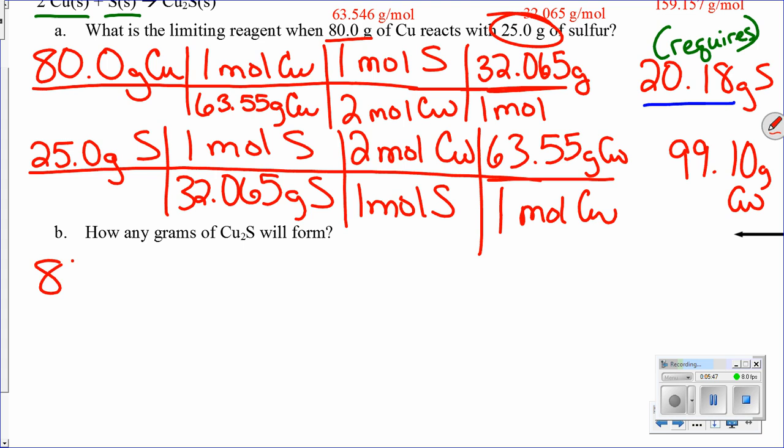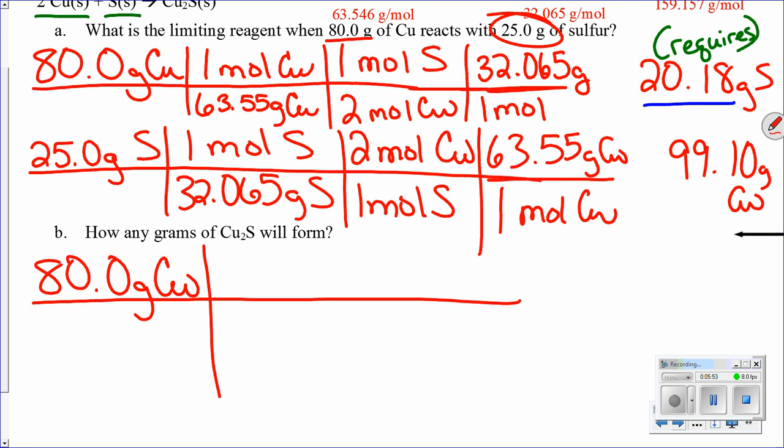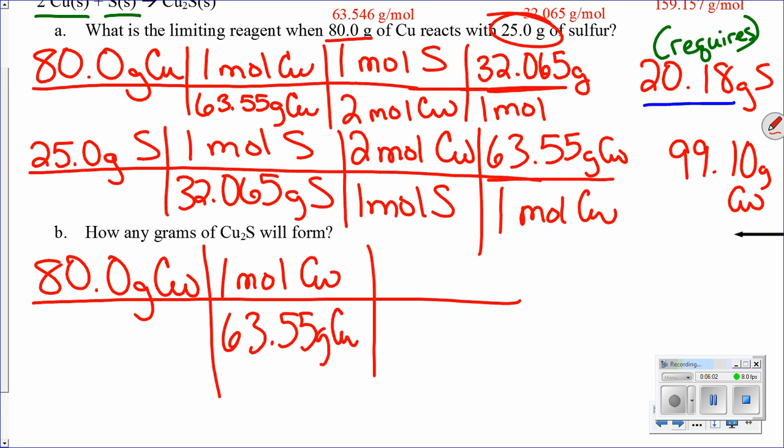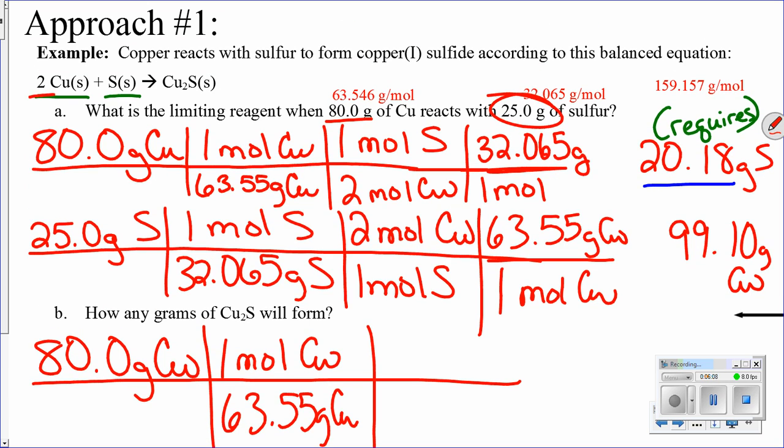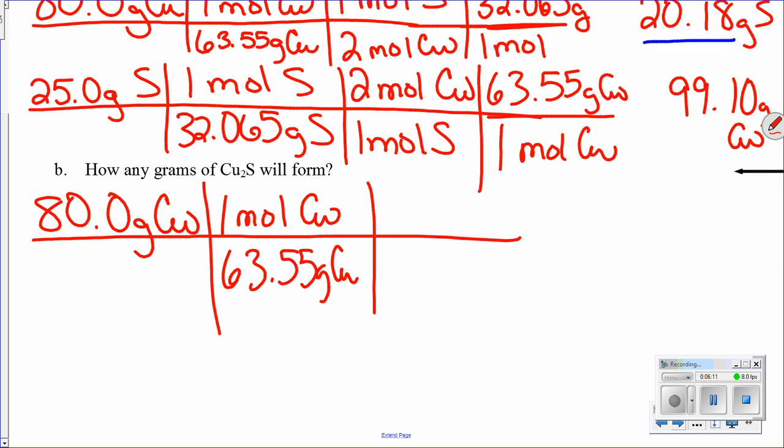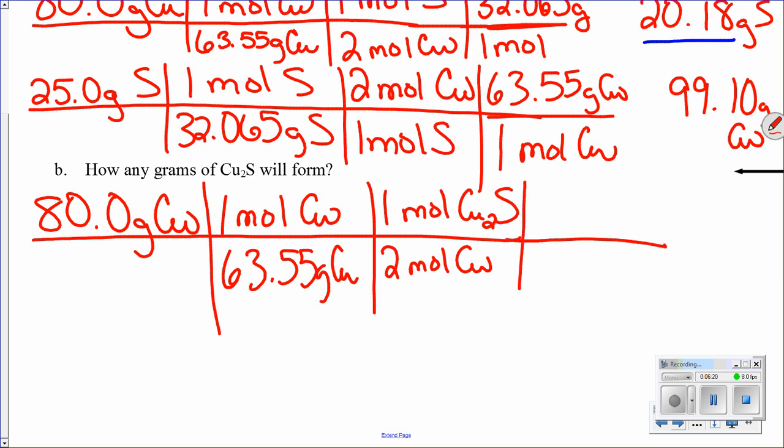So since I start with my limiting reagent and the amount that I have above, the beginning of this is going to look kind of similar because I need to change my grams of copper into moles of copper. But this time what I want to find out is how copper is going to relate to copper sulfide. So I have 2 in front of copper and 1 in front of copper sulfide. So 2 moles of copper produces 1 mole of copper sulfide. My grams of copper cancel, my moles of copper cancel. Now I've got a mole of copper sulfide. I actually want to know how many grams I'm going to get.